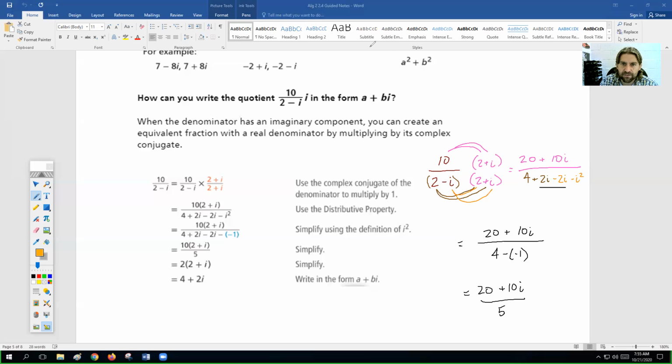We can take this one step further because I can divide 20 by 5, and I can also divide 10 by 5. So this expression, 10 divided by 2 minus i, simplifies down to 20 divided by 5 is 4, plus 10 divided by 5 is 2. So it's just 4 plus 2i.